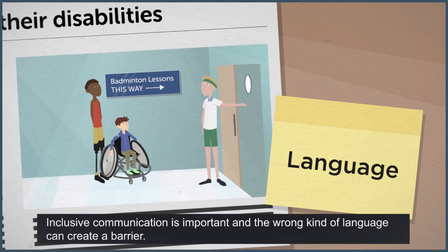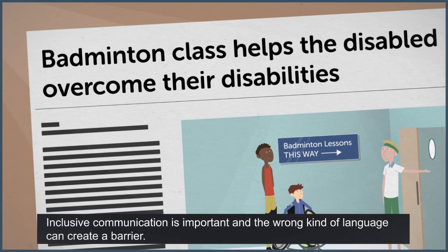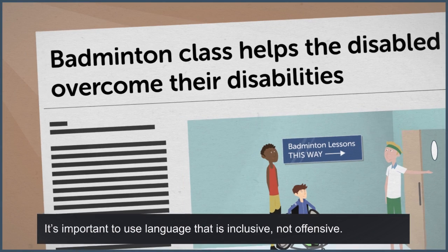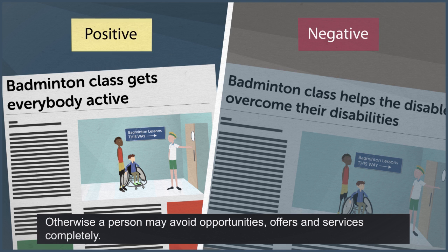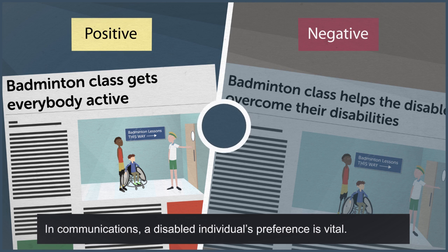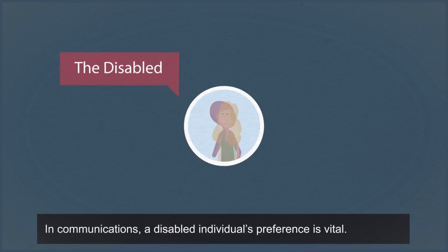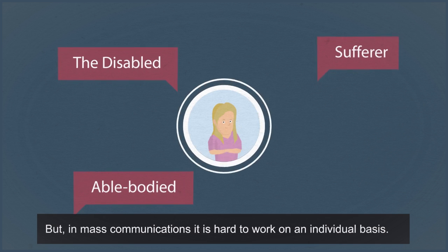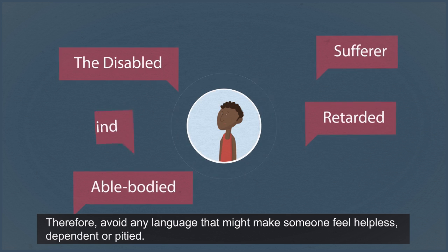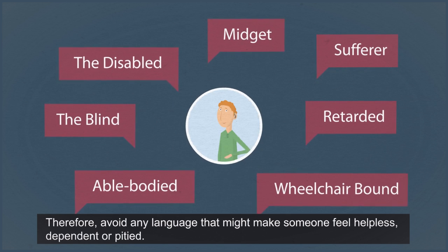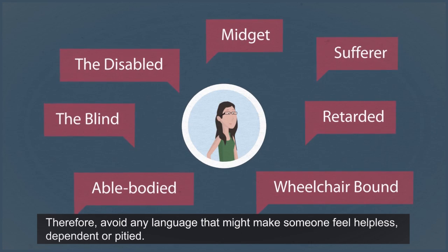Language. Inclusive communication is important, and the wrong kind of language can create a barrier. It's important to use language that is inclusive, not offensive. Otherwise, a person may avoid opportunities, offers, and services completely. In communications, a disabled individual's preference is vital, but in mass communications, it is hard to work on an individual basis. Therefore, avoid any language that might make someone feel helpless, dependent, or pitied.